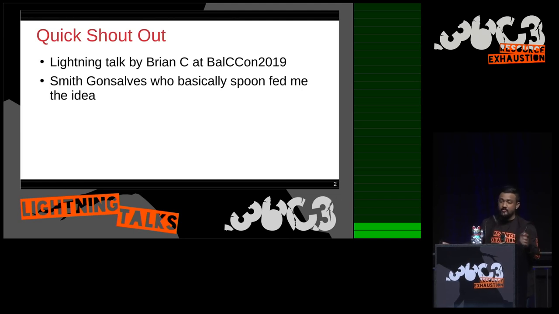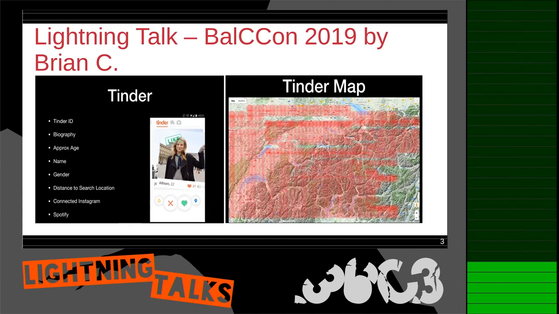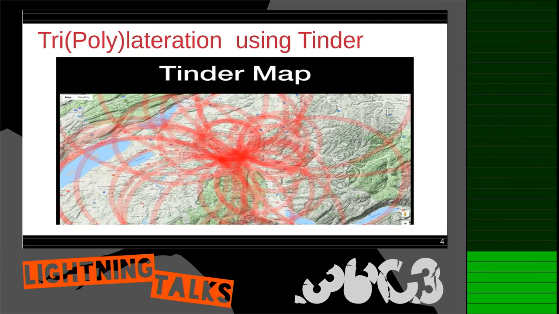There's one lightning talk given at Balcon by Brian. Do definitely check out the Balcon booth that's behind this hall. It was a nice starting point for me to be interested in privacy on apps, and also to a guy named Smith who basically spoon-fed me the idea when I was stuck at a point. The talk by Brian covered how you could use Tinder and Tinder's APIs to do mapping as well as polylateration to identify a user's location. It was a pretty interesting talk. You should definitely catch up with him if you want to know more about this.